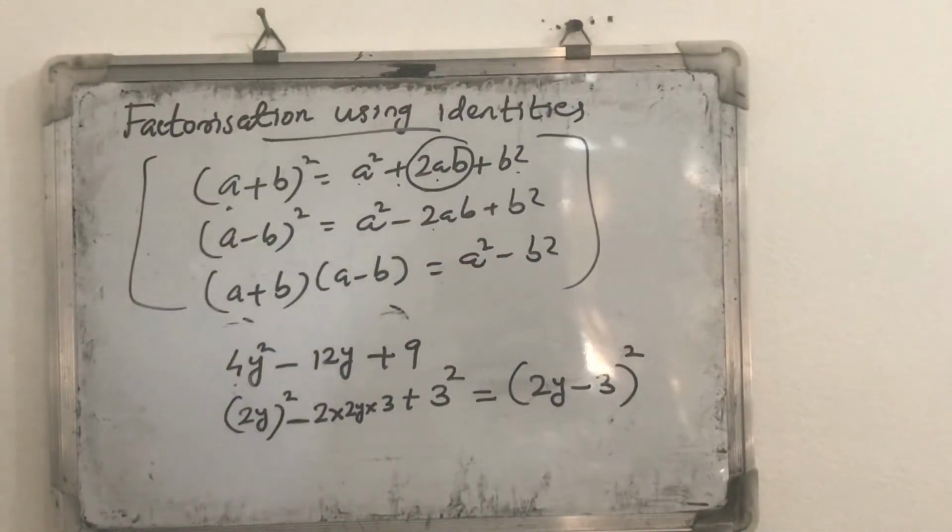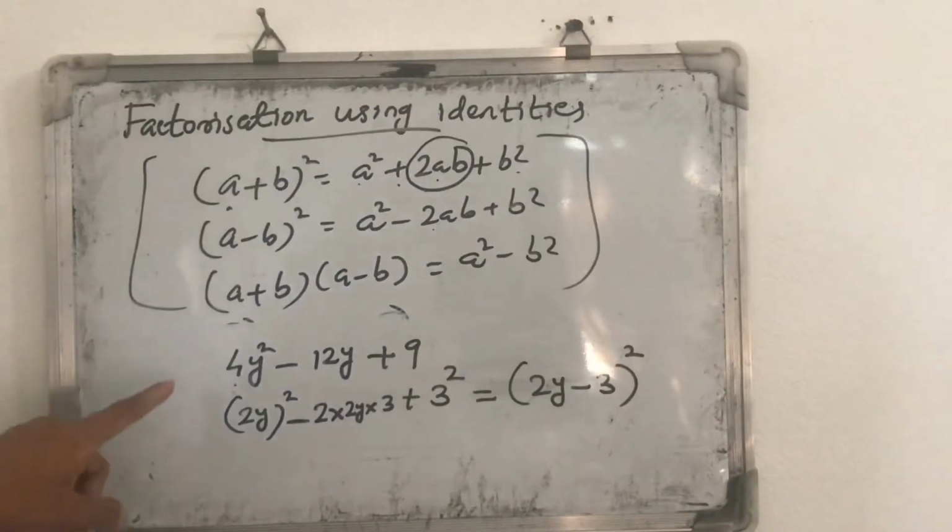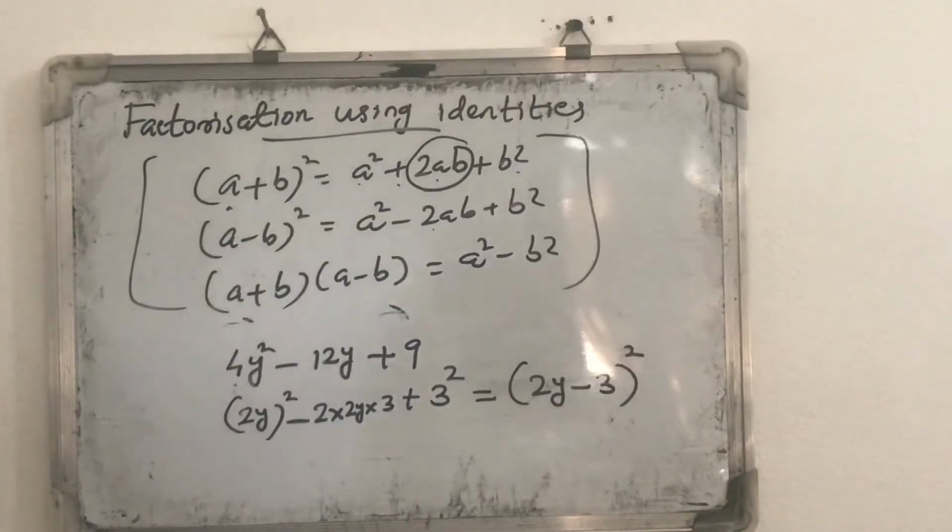Okay. So in this type we want to check, first, whether the first term and the third term are perfect squares or not. If they are perfect squares, then only we can use this identity.